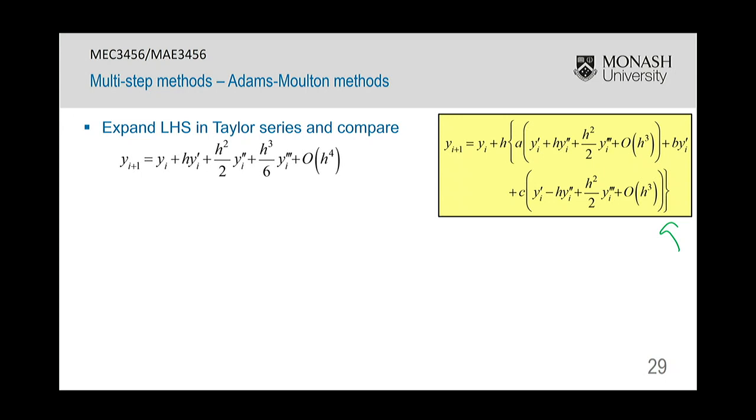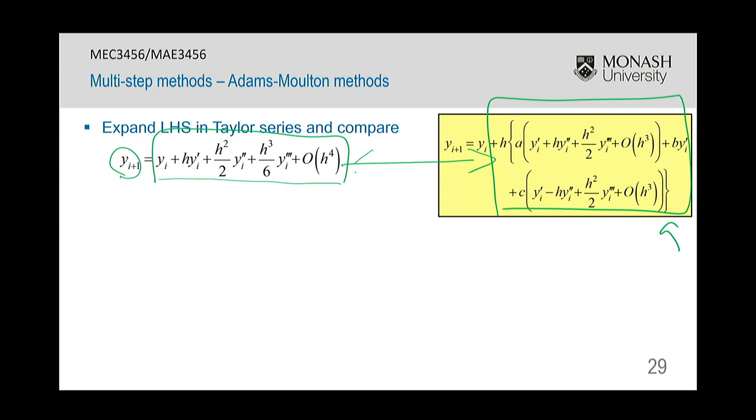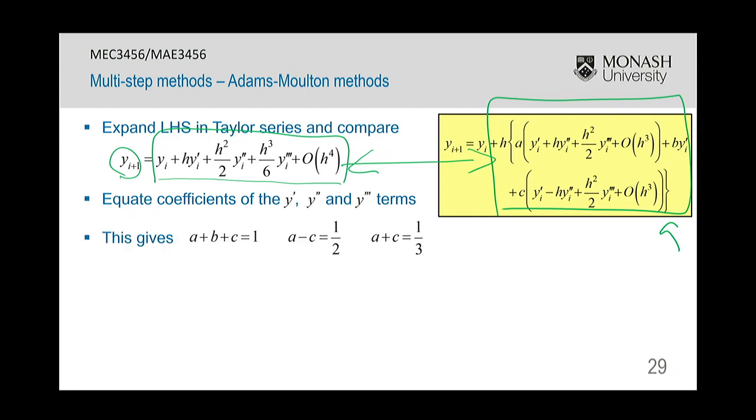Also expand the left hand side, in other words y_{i+1}, in a Taylor series, and this is just the standard Taylor series. So now we can equate this to this, because they're equal, and come up with some equations for a, b and c. If we equate the coefficients of y', y'' and y''', we get that a + b + c is equal to 1, that a - c is equal to 1/2, and a + c is equal to 1/3.